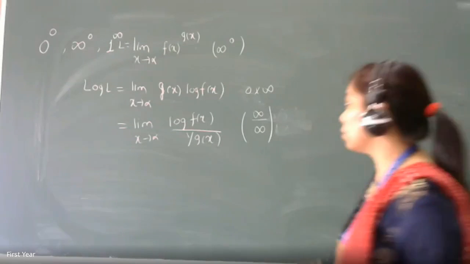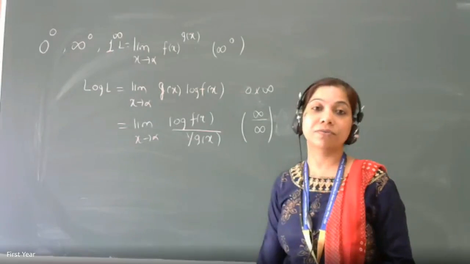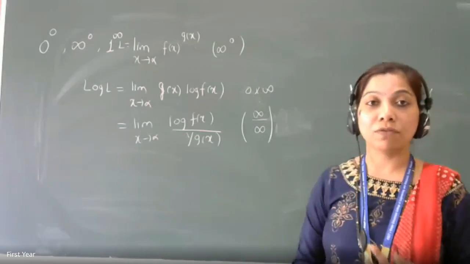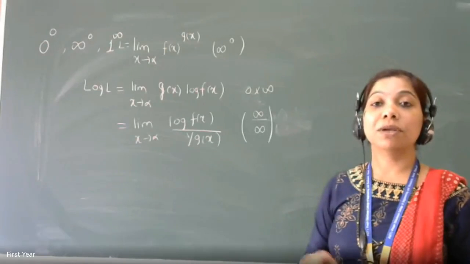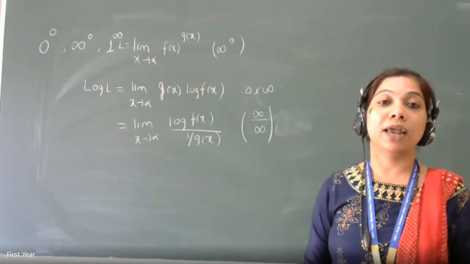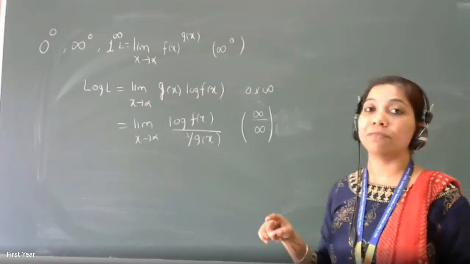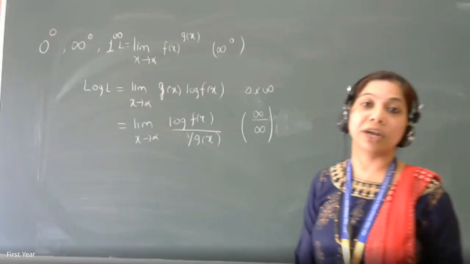What is the L'Hospital rule? Derivative of the numerator upon derivative of the denominator. Clear, everyone? So now we'll go through the examples. The basic thing is apply log first, then take one of the functions in the denominator. Either it will become 0 by 0 form or infinity by infinity form, and then you will apply L'Hospital rule. Majorly it will be infinity by infinity, because the log term stays in the numerator and the remaining function goes in the denominator.